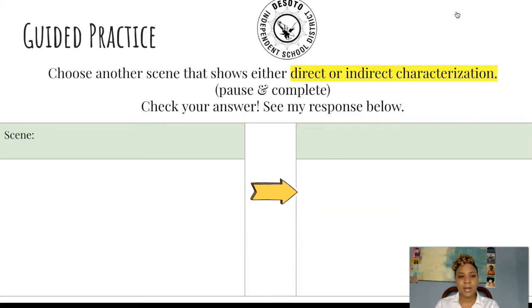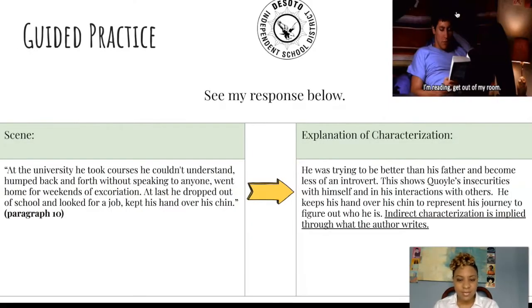Now let's do some guided practice. At this time, I want you to choose another scene that shows either direct or indirect characterization. I want you to pause for the cause and complete. When you're done, return to this video. And we're back. I hope that you were able to find a scene from the text that showed direct or indirect characterization. I actually picked the scene from paragraph 10.